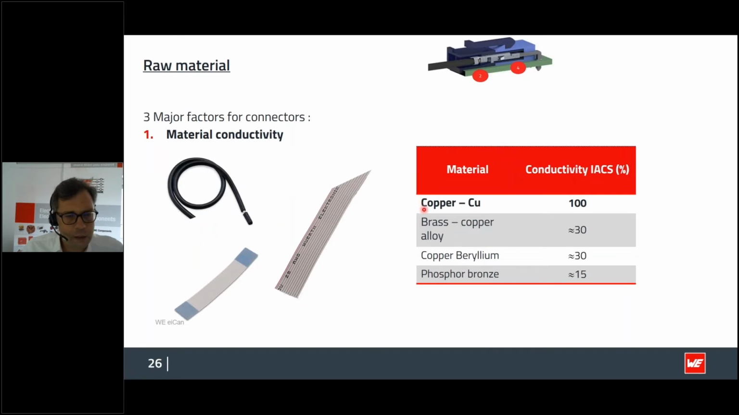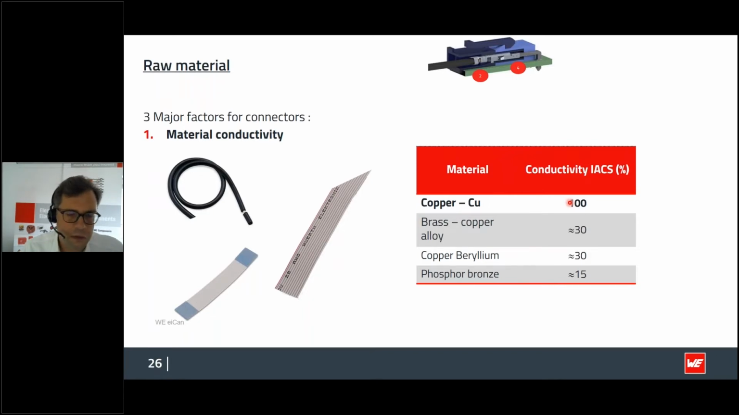Most copper alloys that you can find are brass, but also bronze. At first glance, you can see that in comparison to pure copper, the conductivity of copper alloys is worse. So around 30% for brass, copper beryllium also 30%, and for phosphor bronze you have only around 15% in comparison to pure copper.